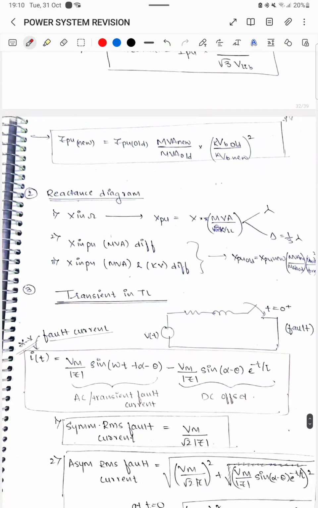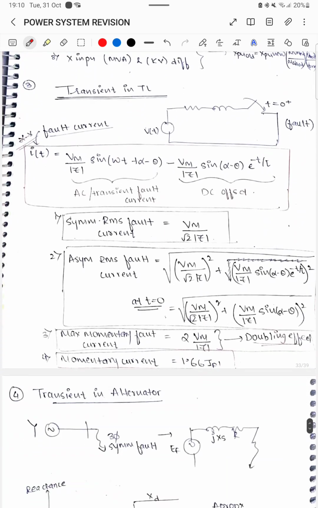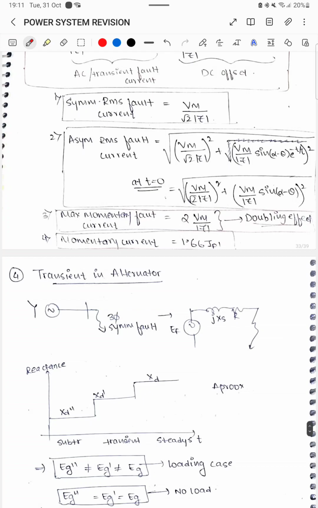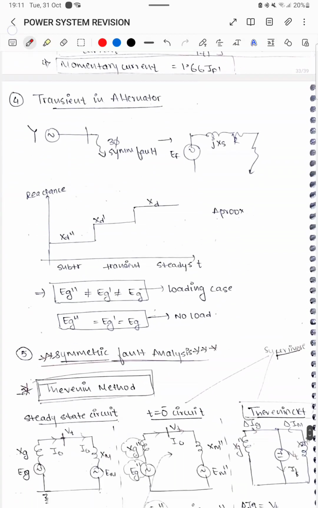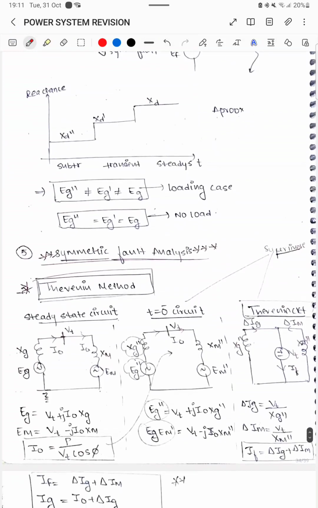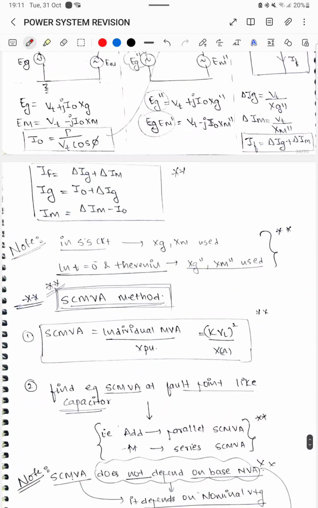look at reactance diagram, three different cases of it. Then we'll be looking at transients in transmission line, then a couple of formulas for symmetric RMS fault, asymmetric RMS fault, maximum momentary current and momentary current. Then we'll be looking at transients in alternator, symmetric fault analysis, how do we calculate I fault, EG double dash, EM double dash, then using Thevenin concept.